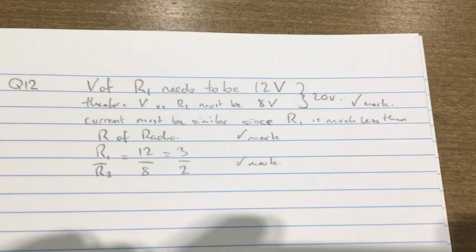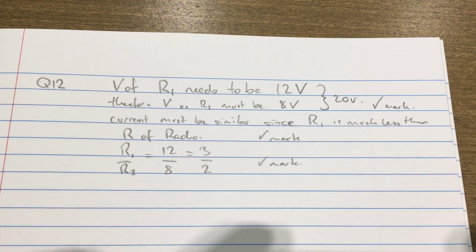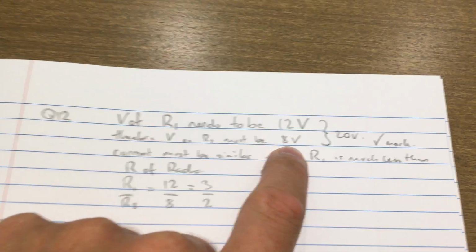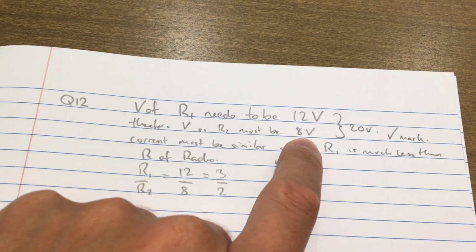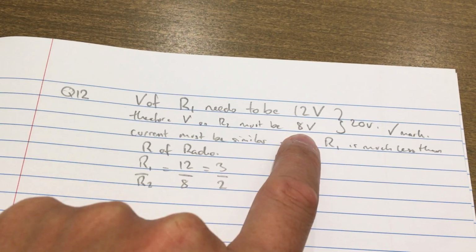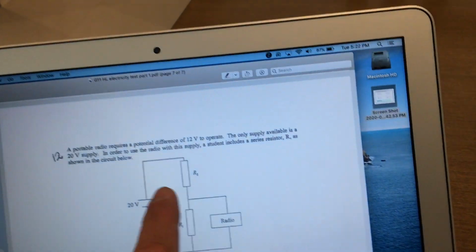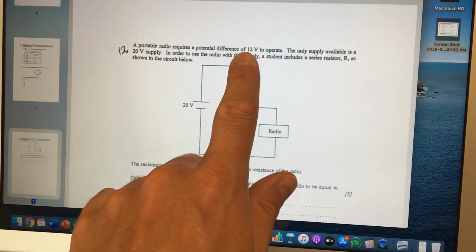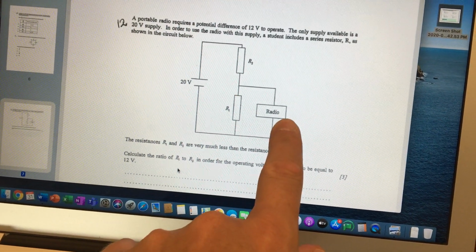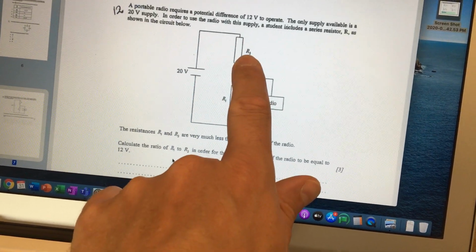So the first mark is for identifying that the voltage in R1 is 12 and the voltage in R2 is 8. That's worthy of a mark. It had to be 12 because they tell you that the radio is operating at 12 volts. This route is parallel to this route. So if this is 12 volts, this is 12 volts. Total is 20, so this is 12 and this is 8.